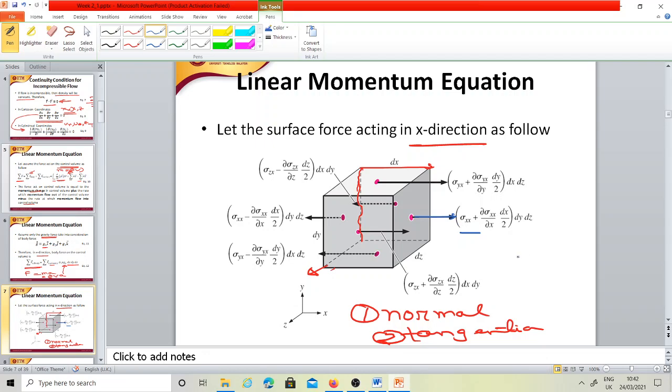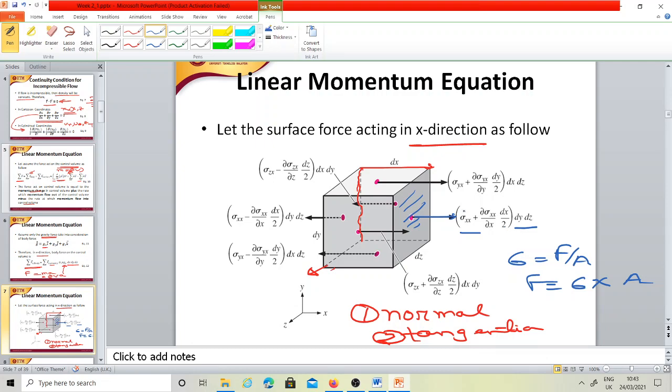So how can we calculate the force? We know that stress is equal to force divided by area, so force will be stress multiplied by area. Here we are considering force, so this stress should be multiplied by area. Which area? The cross-sectional area at which it is working. What is the cross-sectional area in this case? This one is dz, and the vertical is dy. That's why we multiply dy and dz. So this one is done.